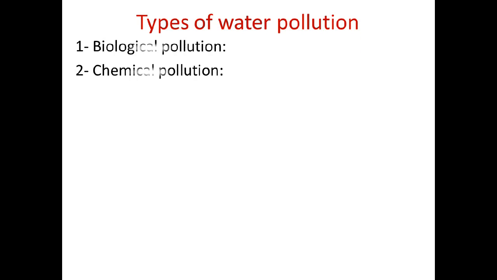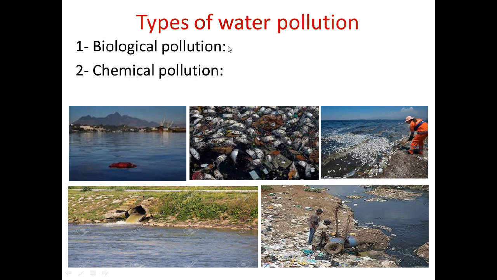Types of water pollution. First, biological pollution. Biological pollution is related to throwing dead bodies in water, and it causes mortality or death of many aquatic living organisms which live inside water.